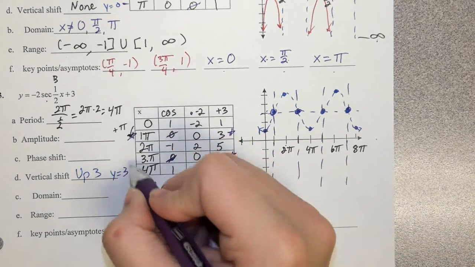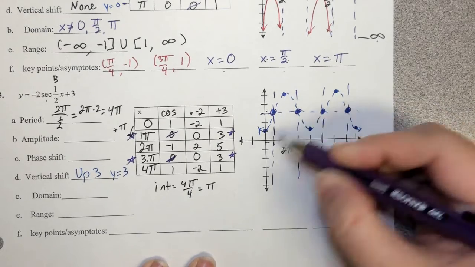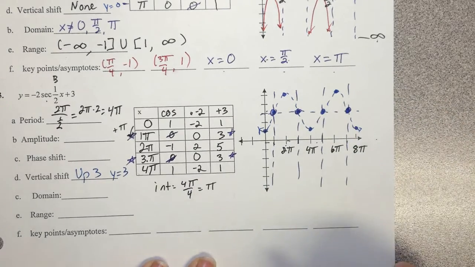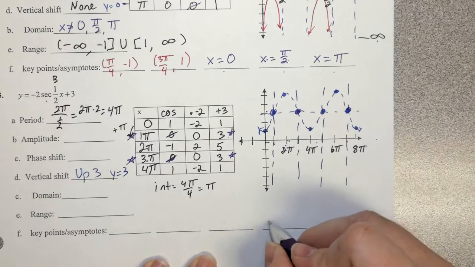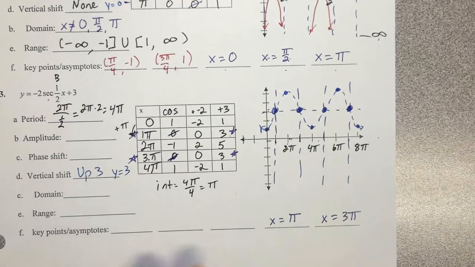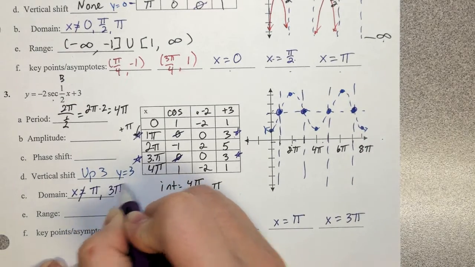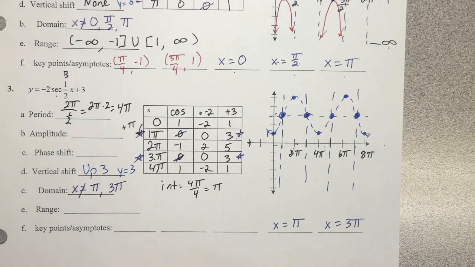So that means pi and 3 pi, which makes sense because that'd be halfway between 0 and 2 pi, and 3 pi between 2 and 4 pi are my asymptotes. So I'm going to write x equals pi and x equals 3 pi for my asymptotes, and I'll go ahead and list those as the values of my domain that I need to exclude.